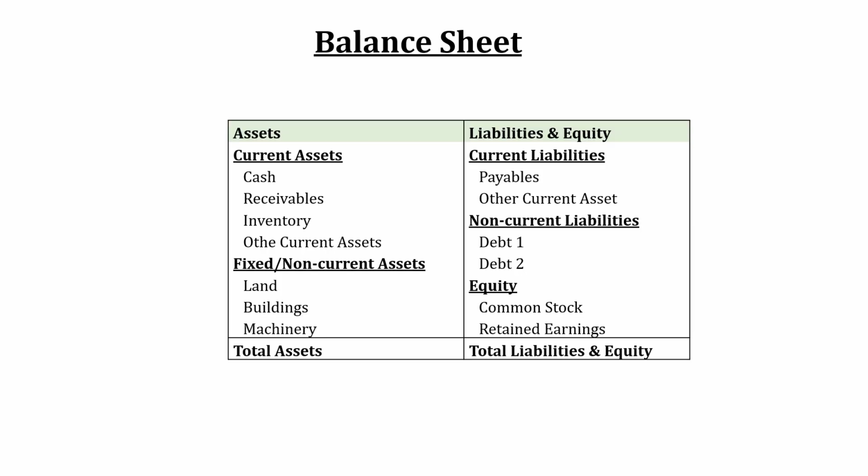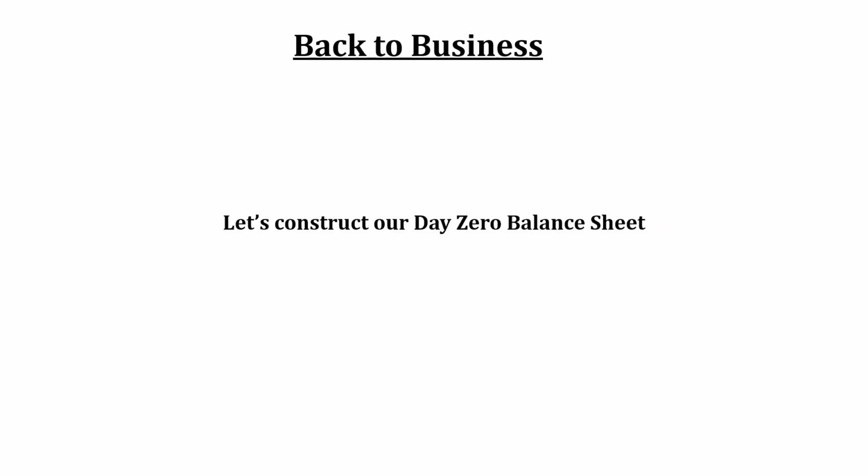And this is how a typical balance sheet looks. So if you observe, there are two parts: assets, and liabilities and equity. Assets is further divided into current assets and fixed or non-current assets, and then there is a further breakdown. Similarly, the liabilities and equity section is divided into current liabilities, non-current liabilities and equity, and then there is a further breakdown. Now that you have a basic understanding of the balance sheet, let's go back to the business and construct our day zero balance sheet.